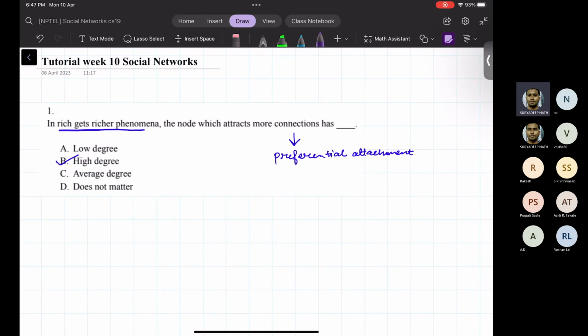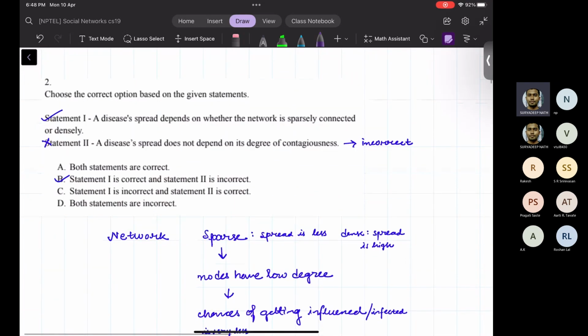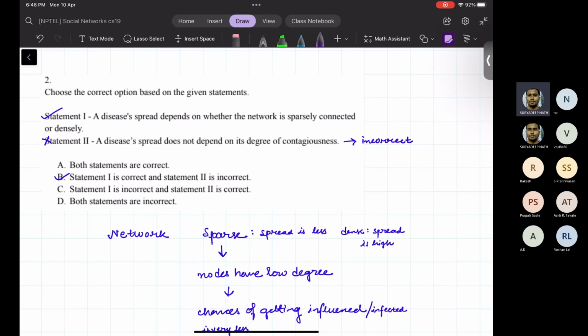So, in question 1, in the rich-gets-richer phenomenon, the nodes which attract more connections have: low degree, high degree, average degree, or degree does not matter. In a rich-gets-richer phenomenon, nodes attach themselves to other nodes in the network based on preferential attachment, which means that a node that already has a higher degree is more likely to attract a new node to itself. So the node which attracts more connections has a higher degree. Coming to question 2, you have two statements.